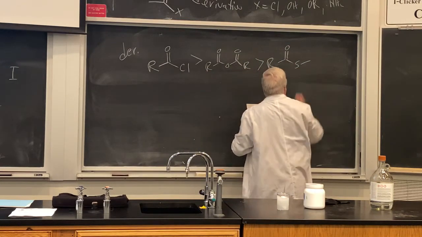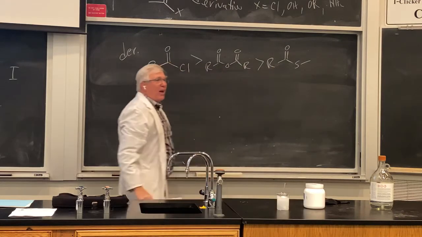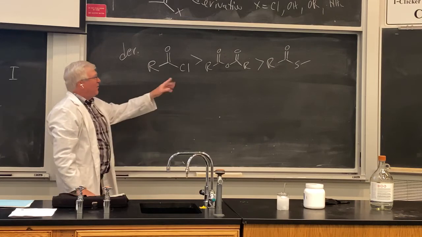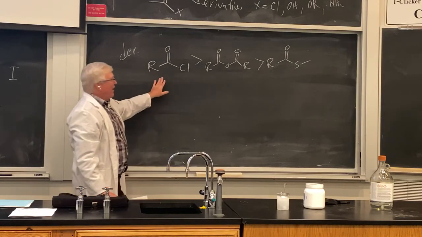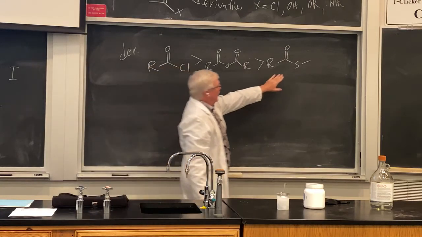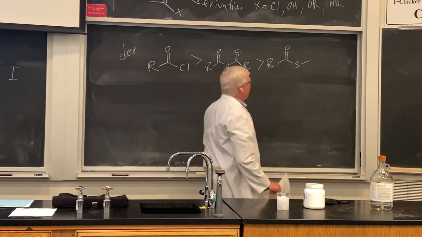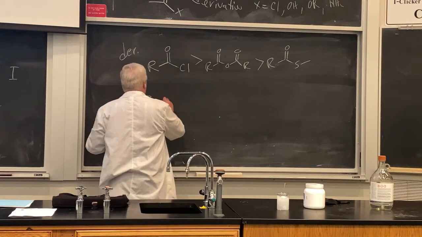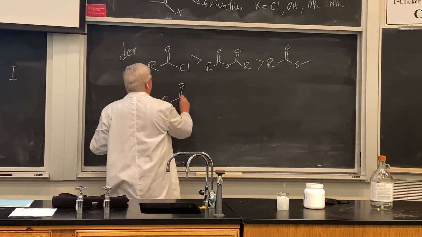This is very common actually in biology. It's called a thioester. They're also quite reactive. They're not as reactive as anhydrides and acid chlorides, but thioesters, where we have sulfur here on an acyl group, can also be reactive. Now the next ones to look at are the regular esters.